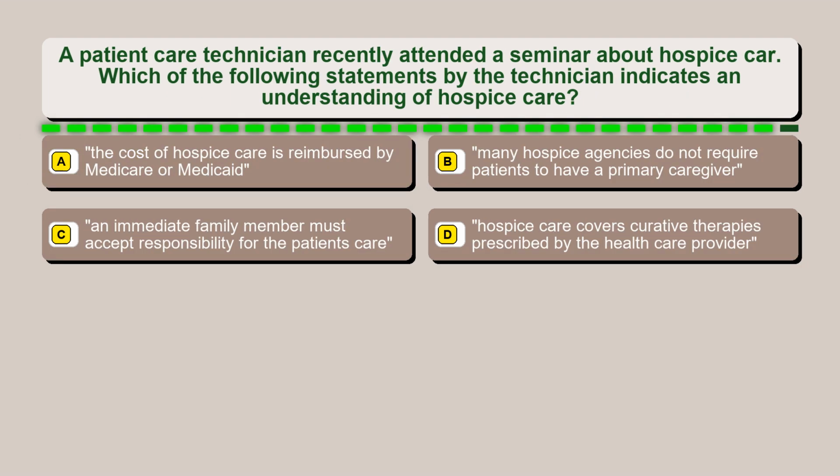Question 18. A patient care technician recently attended a seminar about hospice care. Which of the following statements by the technician indicates an understanding of hospice care? Option A. The cost of hospice care is reimbursed by Medicare or Medicaid. Option B. Many hospice agencies do not require patients to have a primary caregiver. Option C. An immediate family member must accept responsibility for the patient's care. Option D. Hospice care covers curative therapies prescribed by the healthcare provider.